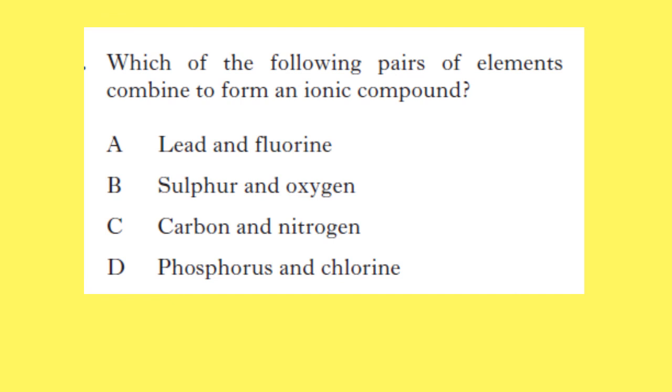The answer is A, lead and fluorine. That is because lead is a metal and fluorine is a non-metal, and those are the types that you need in order to form an ionic bond. Sulfur and oxygen are both non-metals, so they will form a covalent bond. Carbon and nitrogen are both non-metals, so they will form a covalent bond. And phosphorus and chlorine are also non-metals, so they would form a covalent bond.